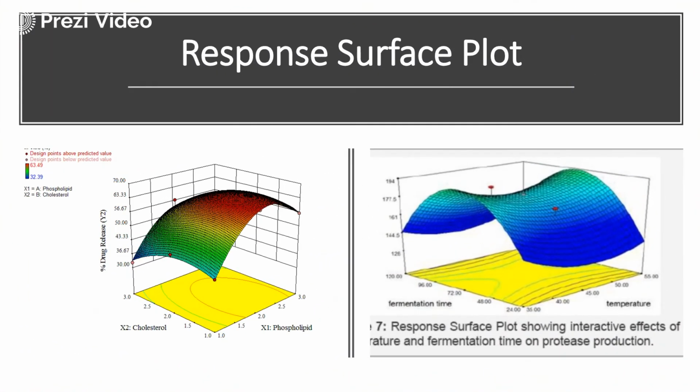So you can see how beautiful the plots are, and you can get several pieces of information. In the first one you can see the cholesterol concentration, phospholipid concentration, and how much is the drug release. So through these contour plots, it's very easy to analyze in a two-dimensional plane, and it gives you multiple variable factor responses through a single graph. In another one, you can see the response surface plot, which shows the interaction effects of temperature and fermentation time on protease production. On one side you have the different temperature conditions, and on another side the fermentation time, and you can see the behavior of the substance through a 2D plane.